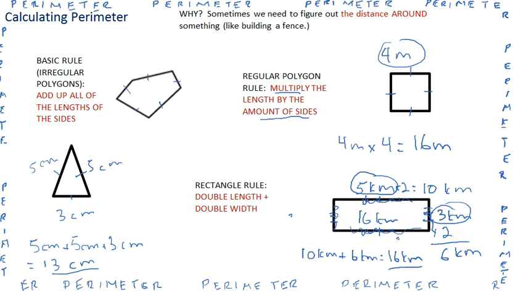A quick joke. What did one perimeter say to the other perimeter? What? See you around. Get it? Around.